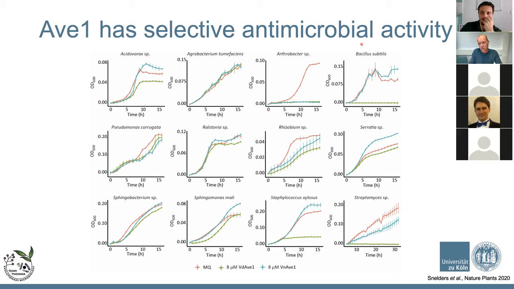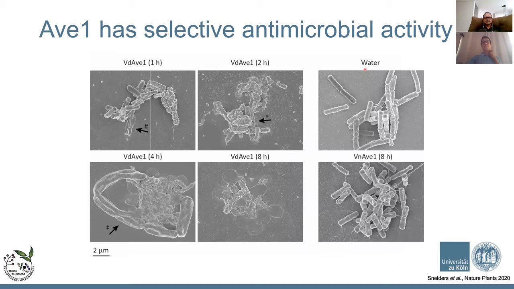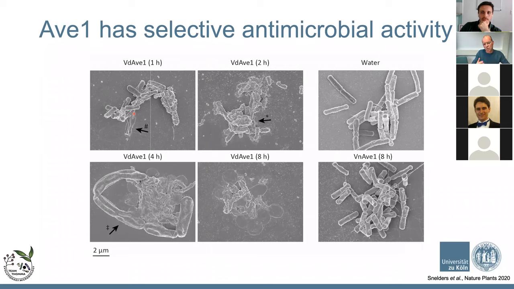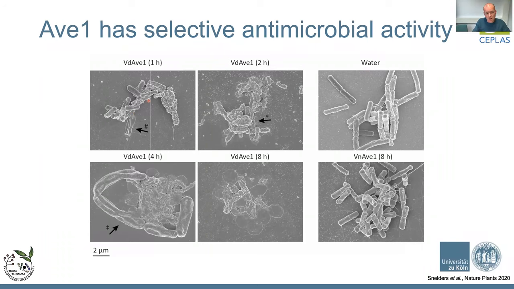And so then we did some EM microscopy on Bacillus treated with this AV1 protein. And what it basically showed is that over time, cells start to swell and start to show all kinds of blebbing. And in the end, they completely collapse. And we don't see this when we treat with water. And in case of this Bacillus, we also don't see it when we treat with the nubilum homolog. So these data sort of really convinced us, yes, this is really an antimicrobial protein. It even seems to be a bactericidal protein.